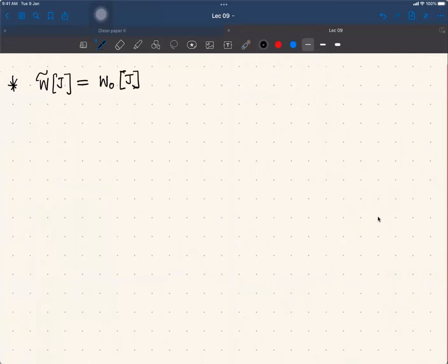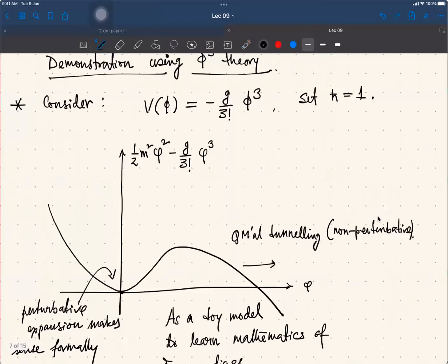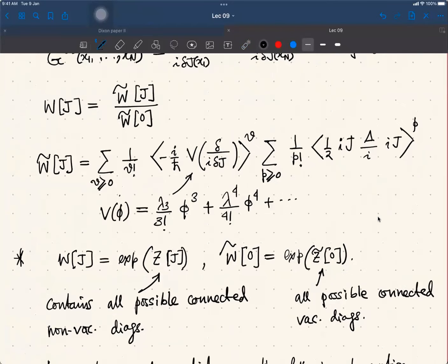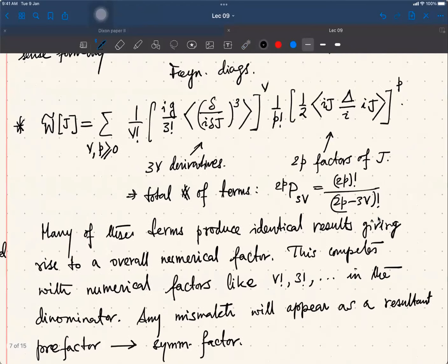If you do not allow any vertex in the Feynman diagrams, then you will get only the free theory diagrams. Then V equal to 1, so this term is Ig by factorial 3 times this del J cube, and that is V equal to 1, acting on all those diagrams that we drew, the entire stuff for all values of P in W0J. And we had, when we studied free theory, we had diagrammatic representation of W0J.